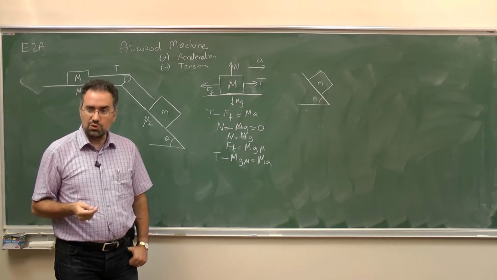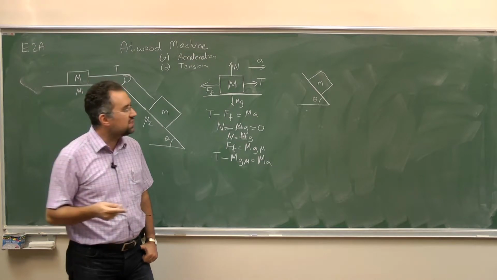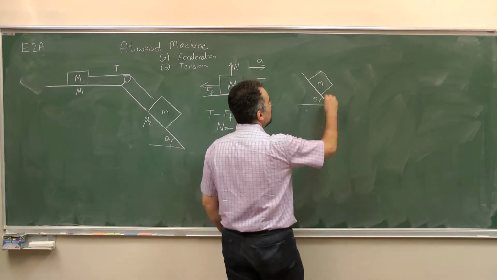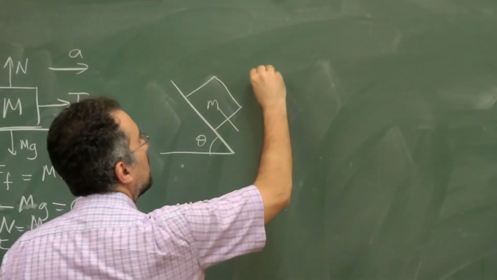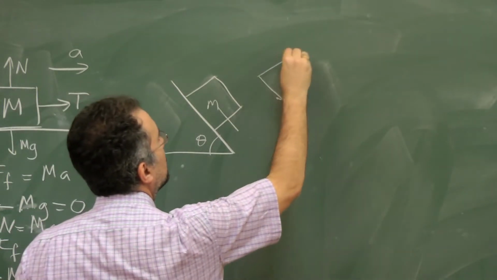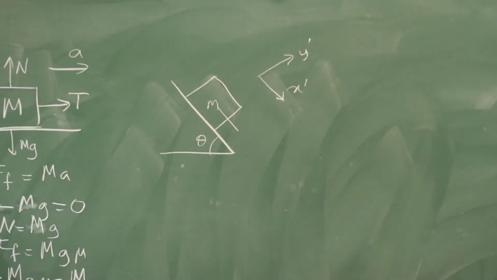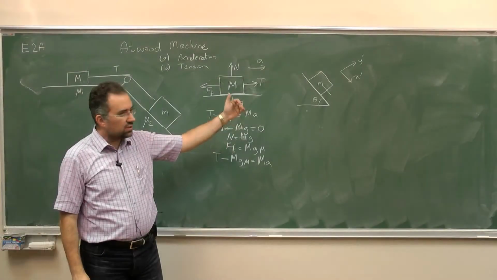What coordinate system should I choose? The one that's parallel to the surface gives me an easier time. So I'm going to choose my positive x as that. And I'll call them x prime and y prime, just in case you were thinking of these as x and y. And I'm going to write my equations in those directions.